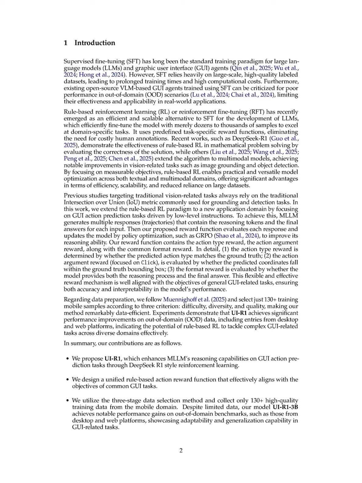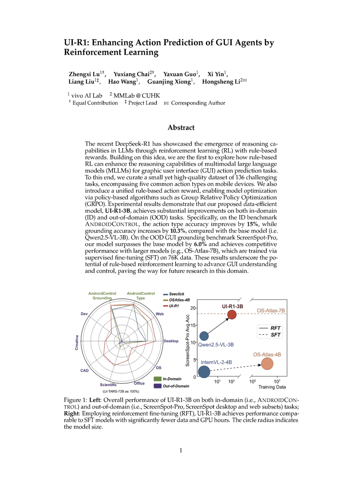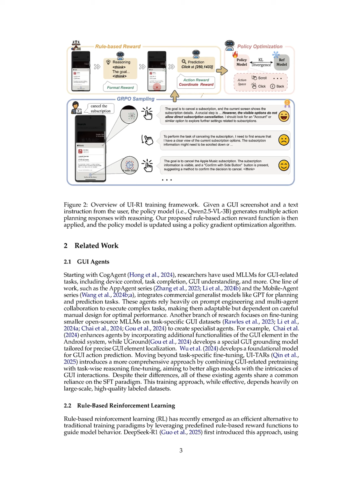The effectiveness of the UI-R1 method was validated through a series of experiments using two primary benchmarks, ScreenSpot and ScreenSpot Pro, which assess GUI grounding capabilities across various platforms. The experimental design involved training the Qwen2.5-VL-3B model on a carefully selected dataset of 136 high-quality mobile samples, chosen based on criteria of quality, difficulty, and diversity.